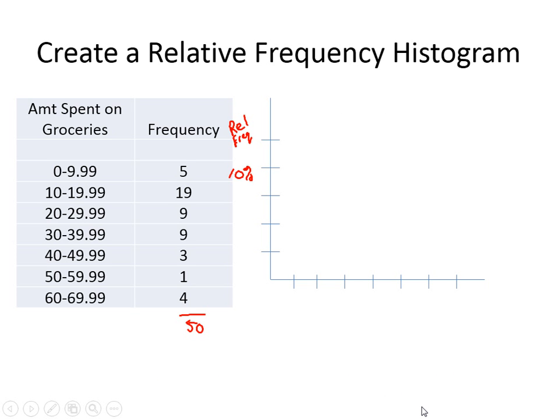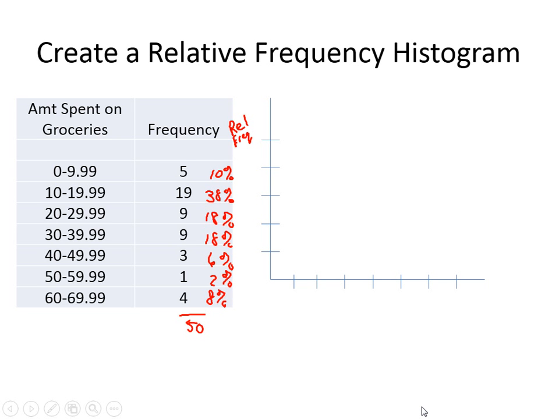I better scoot those over because I'm going to need that number. So this will be 10%. This would be 38%. This would be 18%. So those are the same relative frequencies we looked at last time.